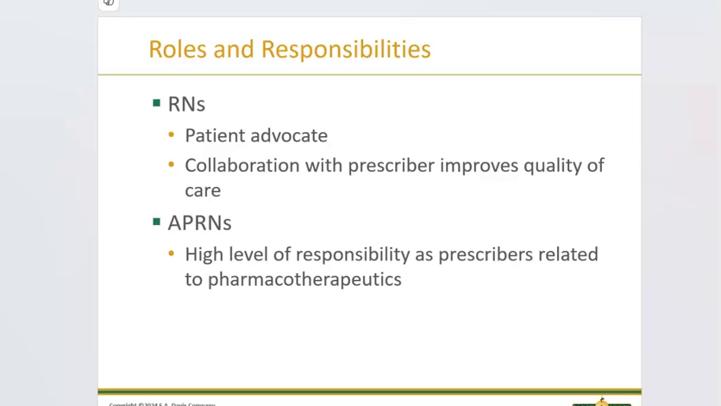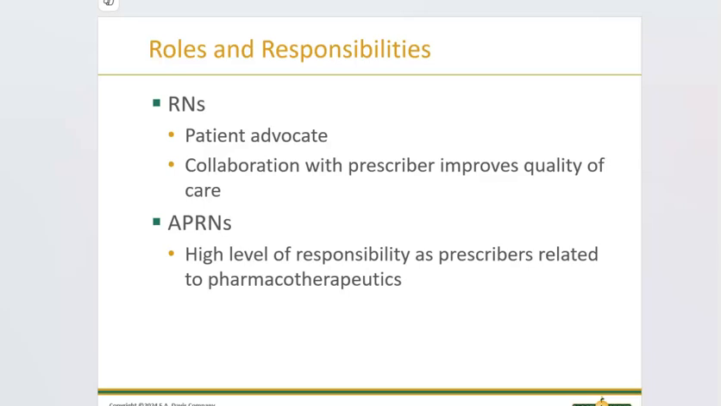Oftentimes, it's very common for students to feel like one of the hardest transitions when they're realizing they're about to be a nurse practitioner or CNS is realizing, oh my goodness, I have a lot of responsibility, a lot of choices I have to make, that it's now on me. As an RN, I gave the medicines, but now as the APRN, it's my decision on whether or not those medicines are to be given. So you do have a transition in your role that is going to take a little bit of getting used to, right?